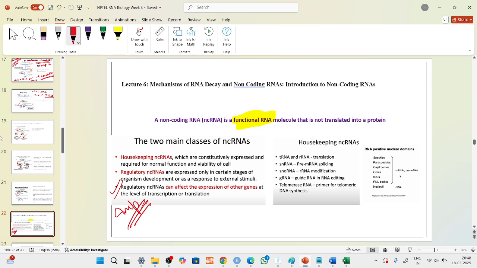And there are two main classes of non-coding RNAs. First is the housekeeping non-coding RNA, and second are the regulatory non-coding RNAs. The housekeeping non-coding RNAs are constitutively expressed. All the time they are expressed and they are required for the normal functioning and the viability of the cell. Whereas the regulatory RNAs are not expressed constitutively, but they are expressed in certain stages of organism development. These regulatory RNAs can affect the expression of other genes at the level of transcription, and they can also affect other genes at the level of translation.